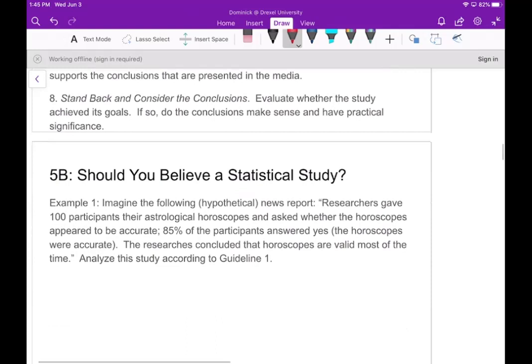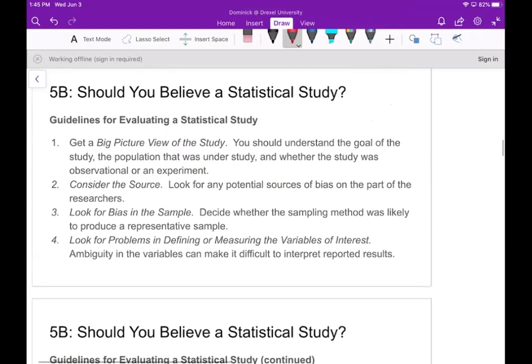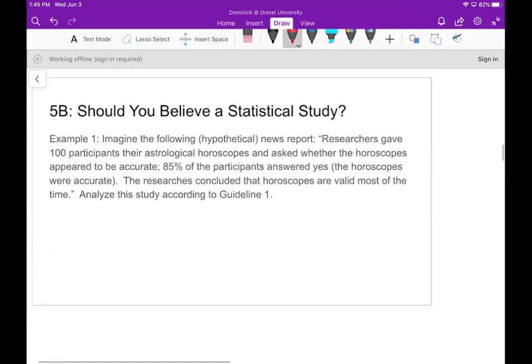Okay, so in example 1, we're imagining the following hypothetical news report. Researchers gave 100 participants their astrological horoscopes and asked whether the horoscopes appeared to be accurate. 85% of the participants answered yes, and the researchers concluded that horoscopes are valid most of the time. And we want to analyze this according to Guideline 1. Now, Guideline 1 says we should understand the goal of the study, the population that was under study, and whether the study was observational or an experiment.